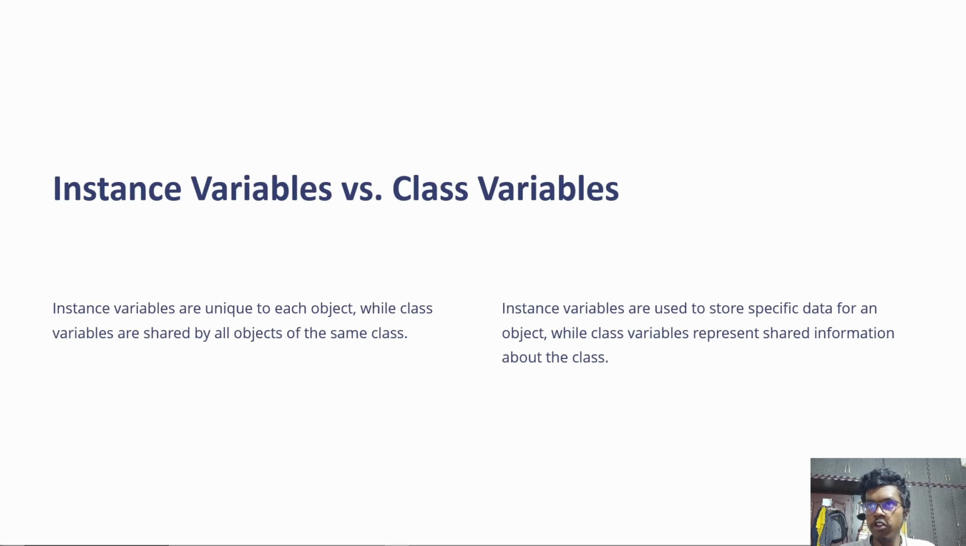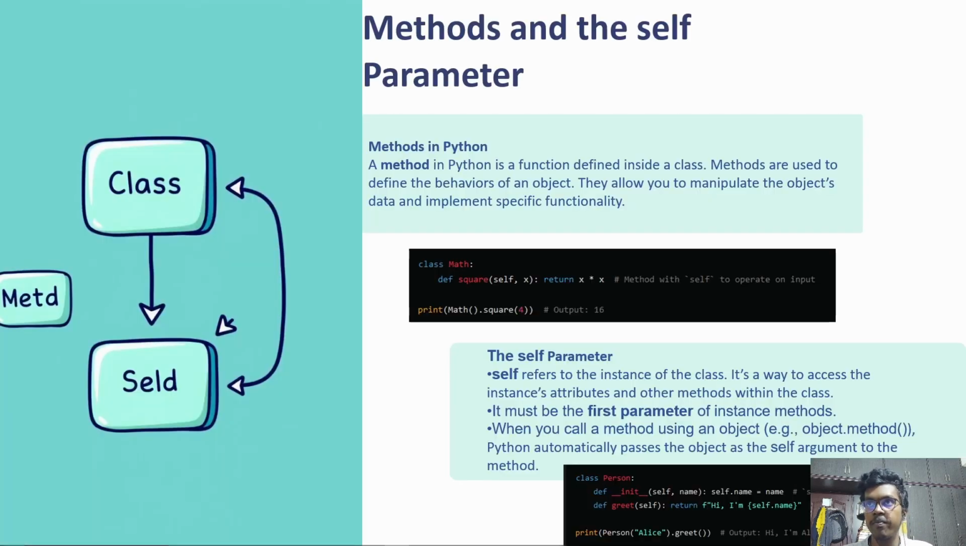So what are instance variables versus class variables? Instance variables are unique to each object, while class variables are shared by all objects of the same class. Instance variables are used to store specific data for an object, while class variables represent shared information about the class.